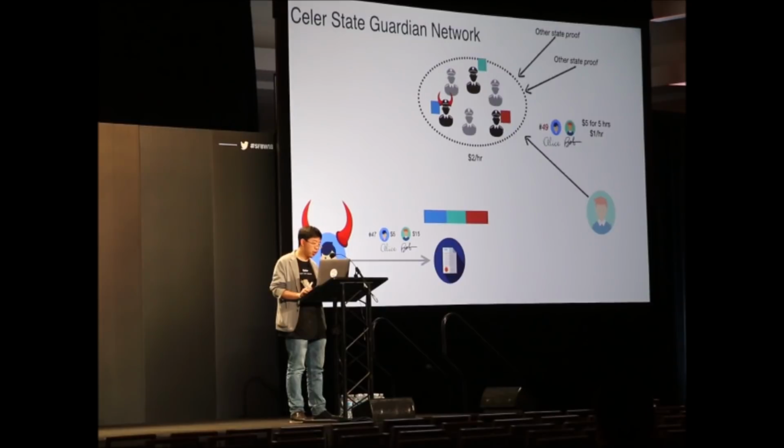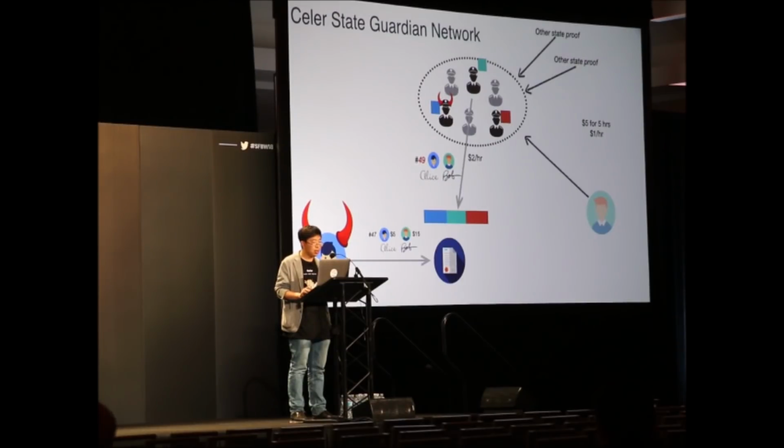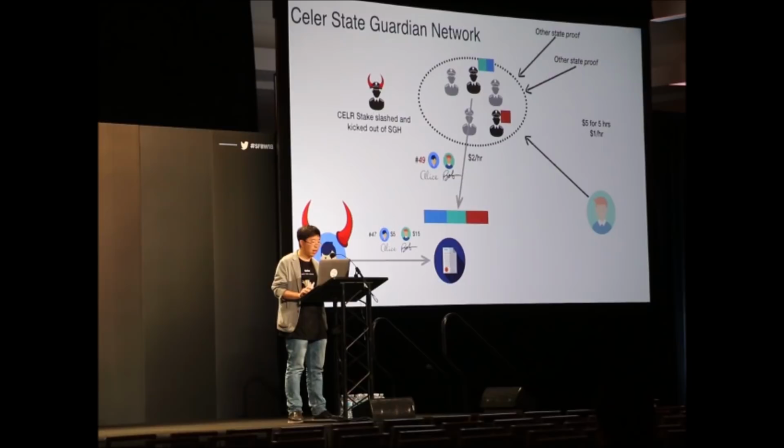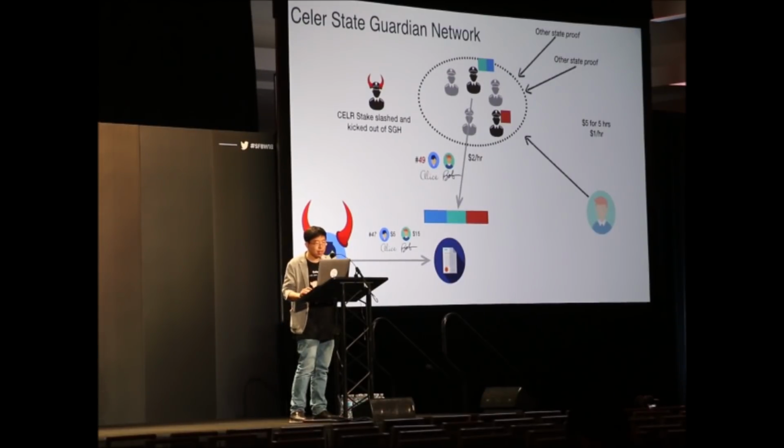So let's say the first state guardian who is supposed to report in the first slot didn't do it, and the second state guardian does that. What's going to happen is that the first guardian will be kicked out of the state guardian network, and also the Celer token stake will be slashed, and his fee and Celer token will all be given back to the second state guardian who is doing an honest job. So with this construct, as long as there is one state guardian in this entire randomly selected set that is not malicious, the user state is safe.